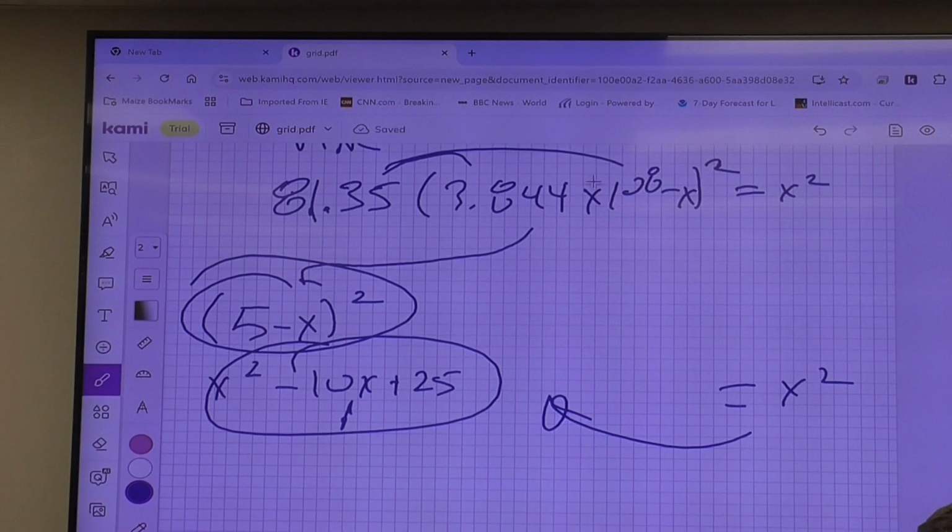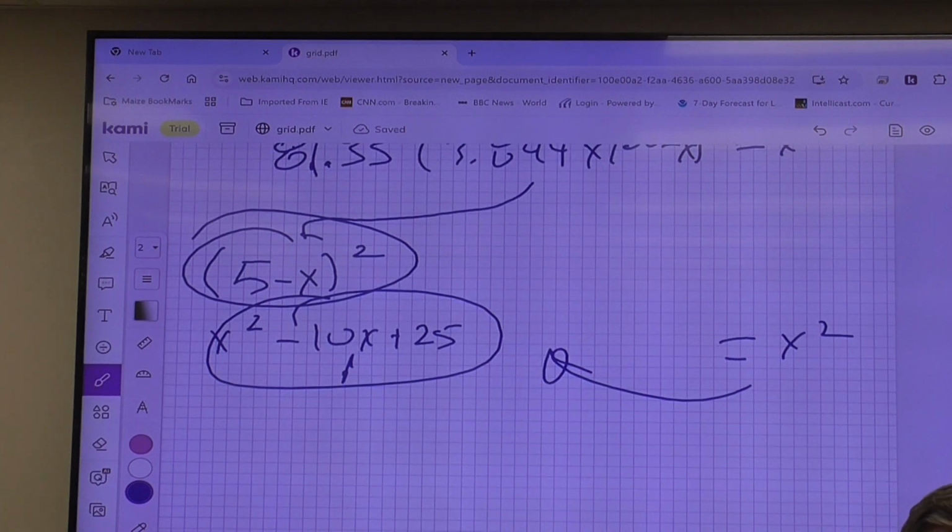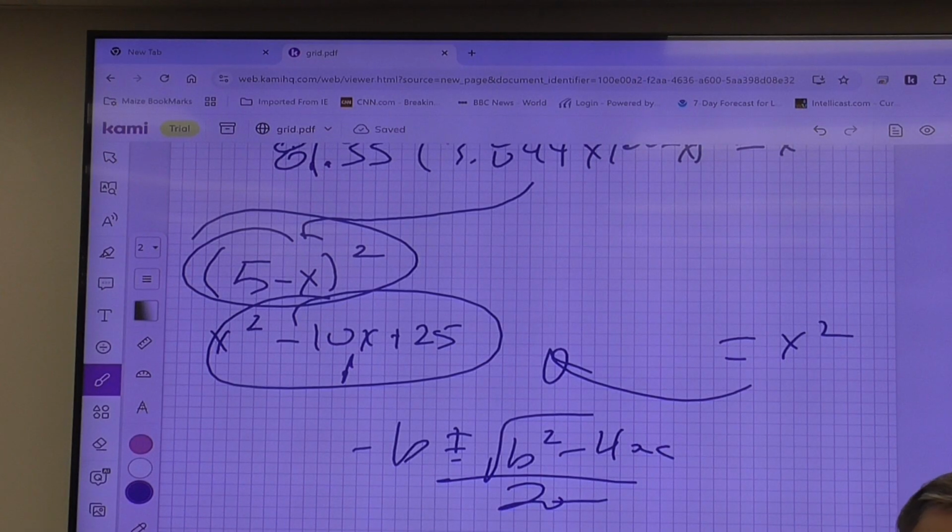So option number 1, you expand this binomial. You multiply everything by 81.35. You move the x squared over and then plug that into negative b plus or minus the square root of b squared minus 4ac all over 2a. Okay? It's the quadratic from the depths of Hades. But if you really want the challenge of doing a very hardcore quadratic, that's cool.